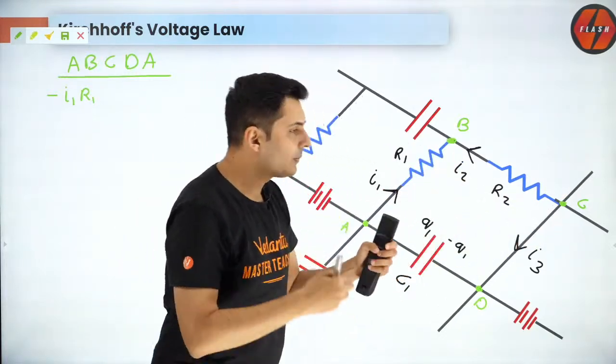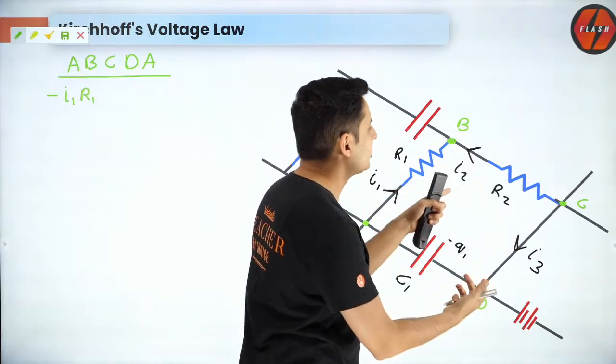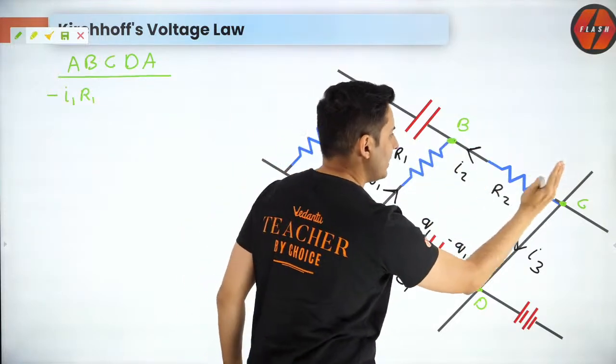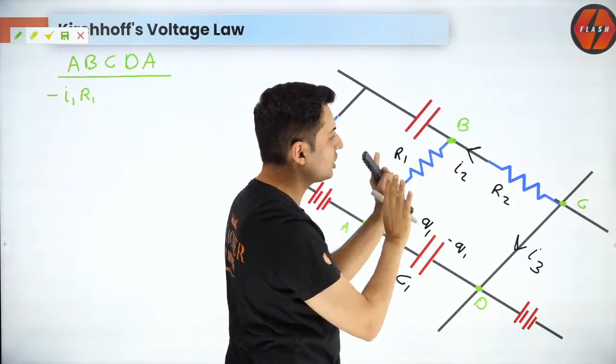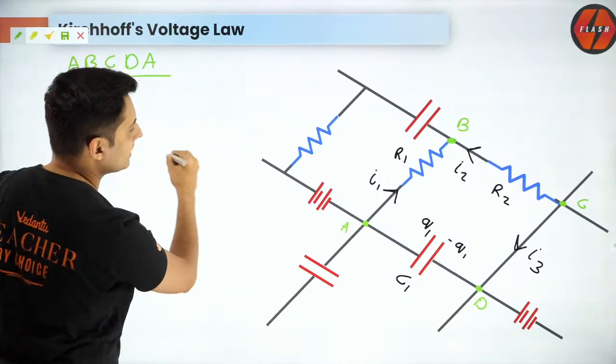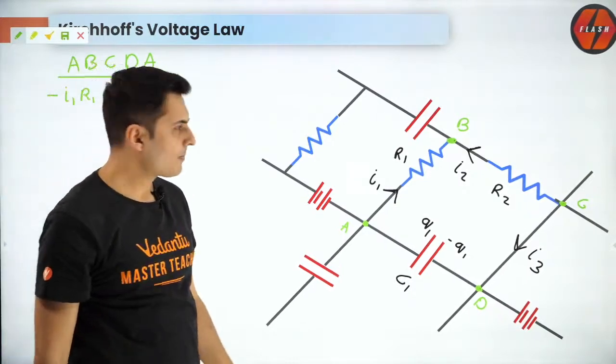From B to C, you are going opposite to the direction of current. So actually speaking, the voltage should climb up when you go from here to here. So it should be plus. So it should be plus I2 R2. That's how the sign convention goes.